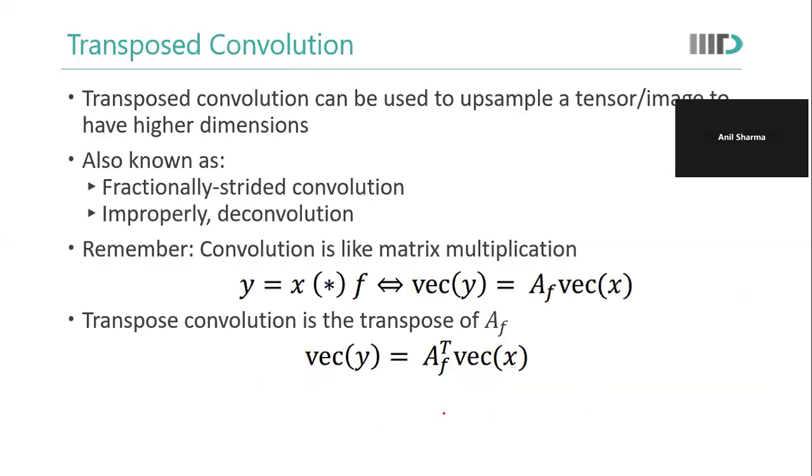Okay, so now let's see what transpose convolution is. It can be used to upsample. I'm repeating again and again, please remember upscaling, because the generator is upsampling the lower dimensional random noise to a higher dimensional image. So it is upsampling a tensor or the image to a higher dimension. It is also known as fractionally strided convolution, or improperly, many people call it deconvolution.